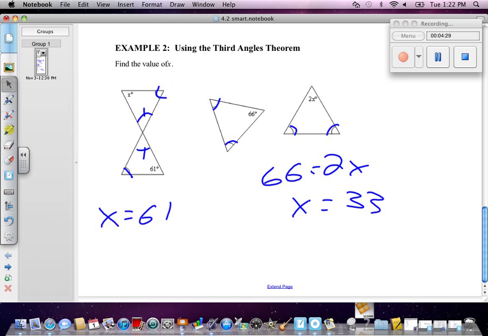Anything you guys want me to repeat? Go over a second time? Both of them? Okay. So we see the first one that these two angles are congruent by vertical angles, correct? These two angles already show they're congruent. Therefore, x must equal 61 because of the third angle congruency theorem: if two out of three angles are congruent to those of another triangle, then the third one must also be congruent. With the next one, I'm given that these two angles are congruent to those two angles. Therefore, 66 must equal 2x, so x must equal 33.